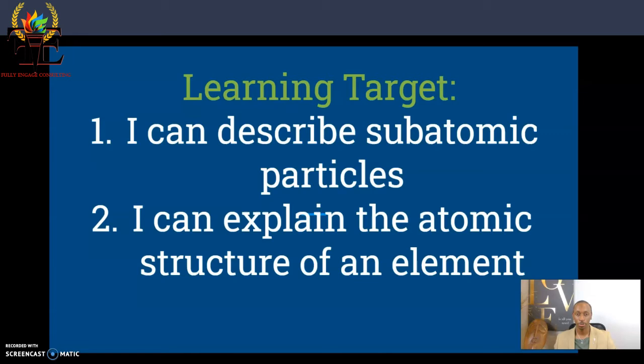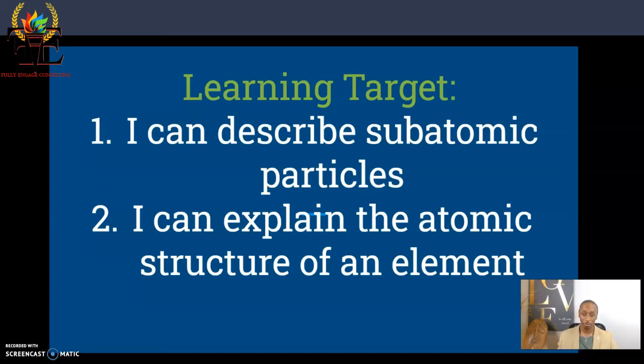Now, what I forgot to do was go ahead and redefine new learning targets, because what we're moving into is not going to encompass, or is going to be a little bit more ahead or above what we had described before. So our new learning targets are one, I can describe subatomic particles, because I just told you these new notes will give them charges, weights, and the comparison between the other two or all three of the subatomic particles. And then number two, I can explain the subatomic structure of an element.